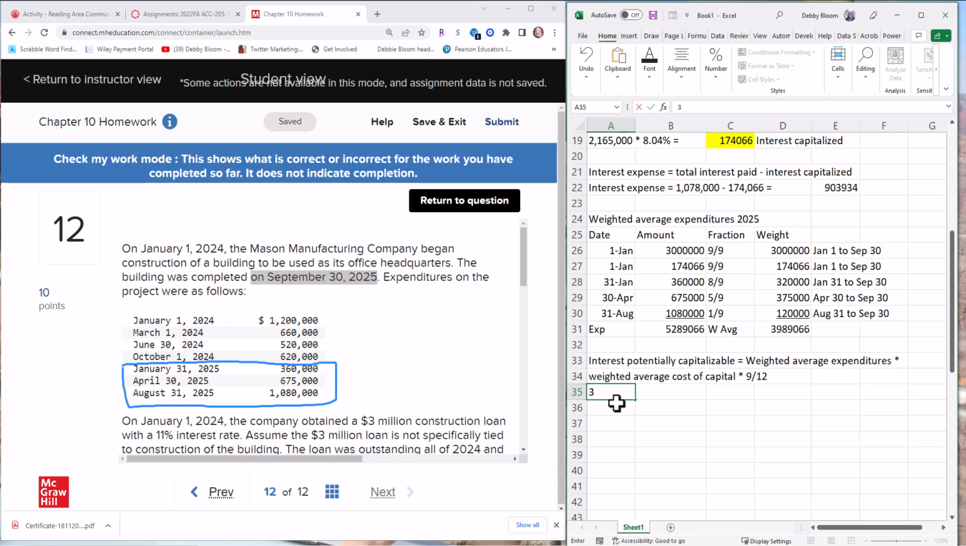So I'm going to take 3,989,066. I'm going to multiply that by 8.04%, rounded to 2 decimals, and then I am going to multiply that by 9 over 12. So if I do that, if I take the weighted average expenditures, multiply that by 8.04%, and then multiply that by 9 over 12, I am going to get interest potentially capitalizable of 240,541. So we'll just round that to the nearest whole dollar.